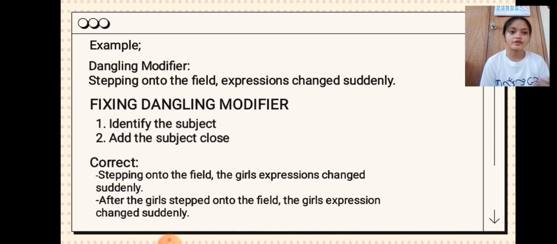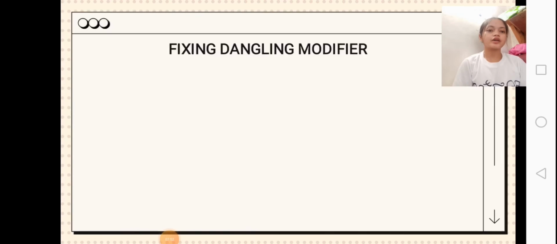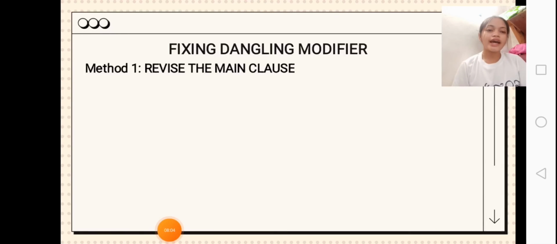We can see that there is a doer of the action. So yes, that's how we are going to fix a dangling modifier. In order for us to further understand, or to easily fix a dangling modifier, here are other methods. Method 1 is to revise the main clause.